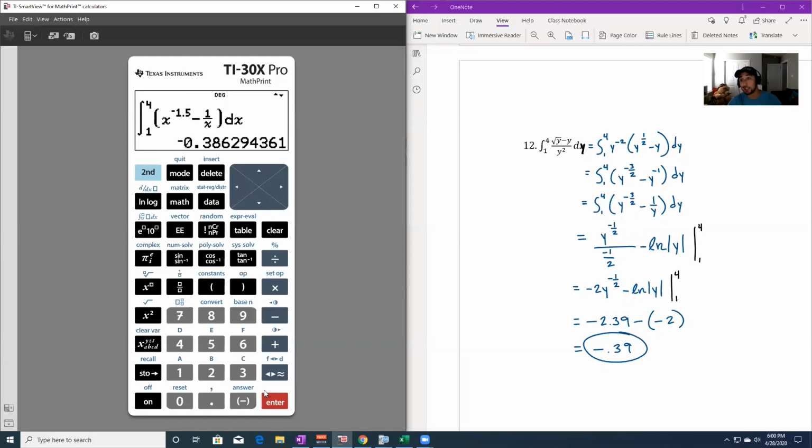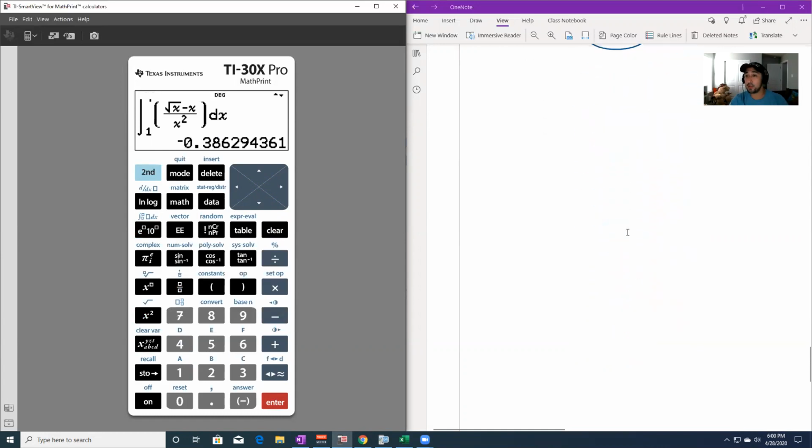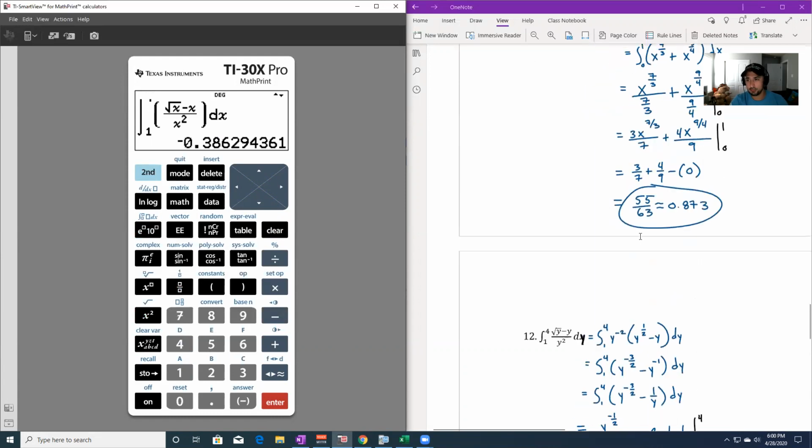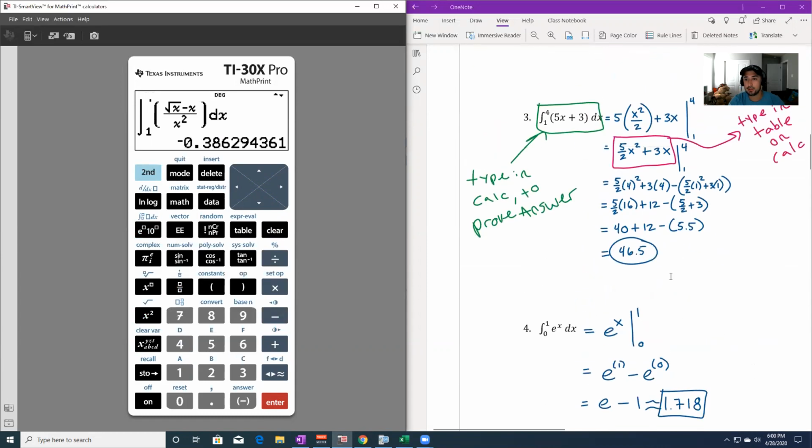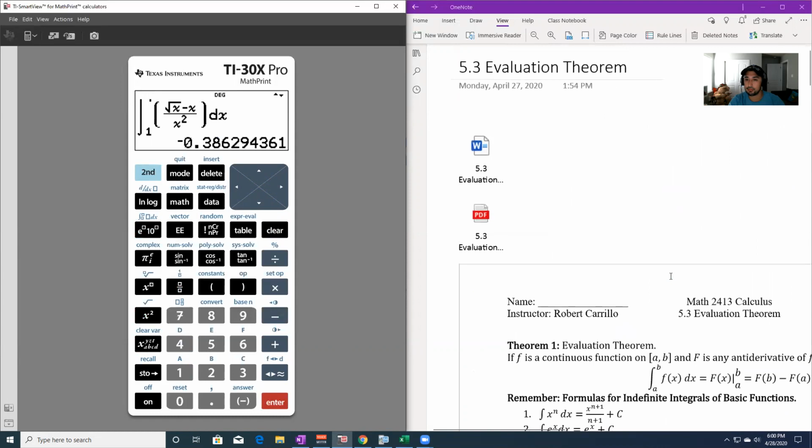Negative 0.39. Would you look at that? Beautiful. Okay. What if I typed in the original, right? 1 to 4 of the square root of x minus x over x squared. Negative 0.39. Sweet. That is it. That is evaluation theorem. And I have no more to teach you for now. Okay, that's it. Plug in numbers, check your work with the calculator, do your integrals, and enjoy. All right, guys, that's it.